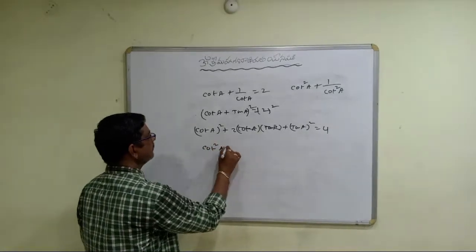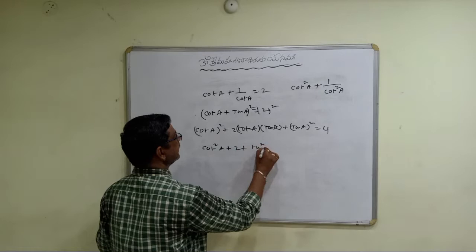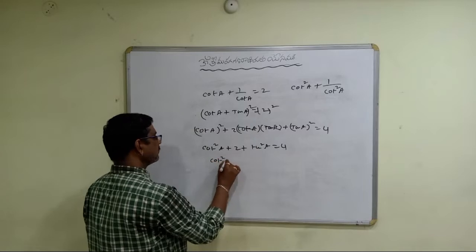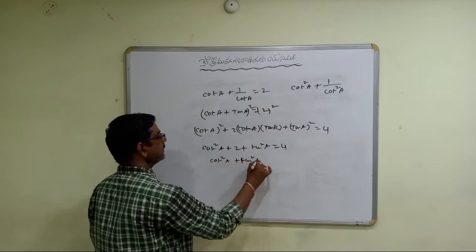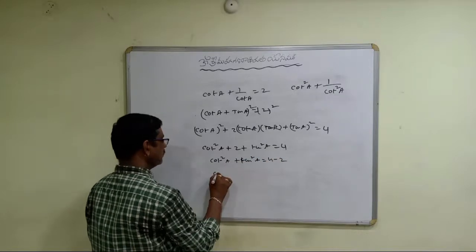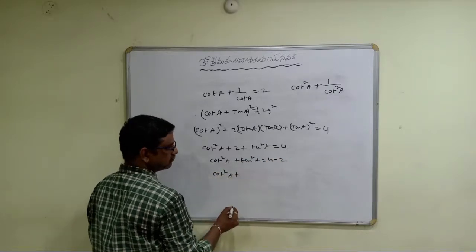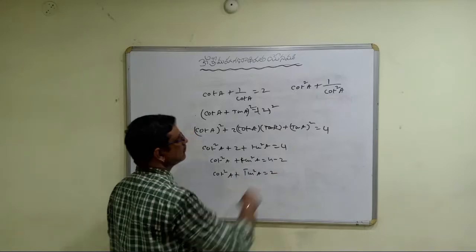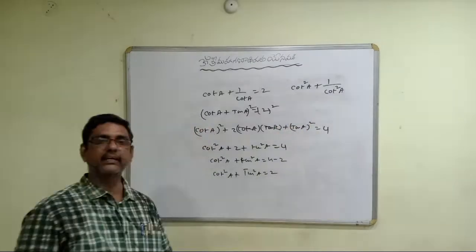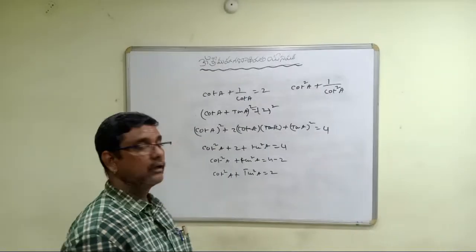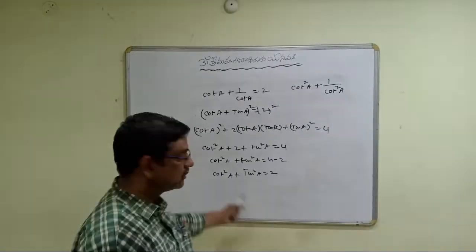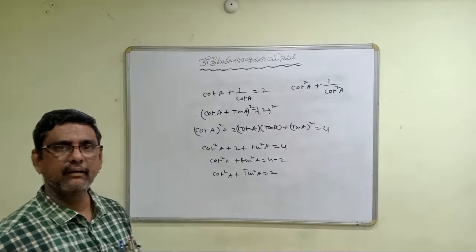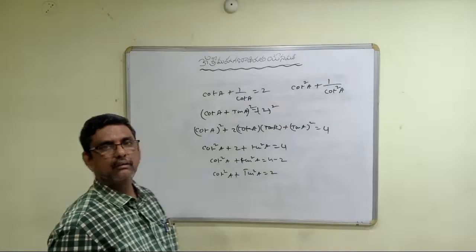Cot square A plus 2 plus tan square A is equal to 4. Then I am sending this 2 to that side. Cot square A plus tan square A is equal to 4 minus 2, and cot square A plus tan square A is 2. But what is he asking us? What is he asking? Cot square A plus 1 by cot square A. But what we got? Did we get the answer? Yes. We got the answer.